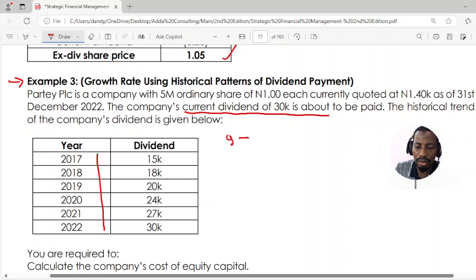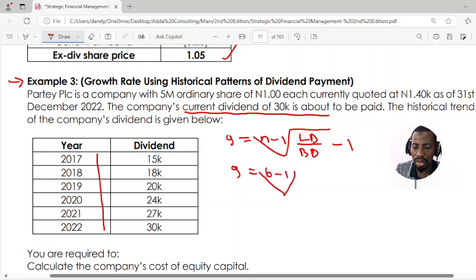Therefore, my growth rate will be computed as n minus 1 into the latest dividend divided by dividend paid in the first year, all minus 1. So in this case, I will just put in my number. G will then be equal to n is 6 years from 2017 to 2022. That's 6 years. So 6 minus 1 into square root.